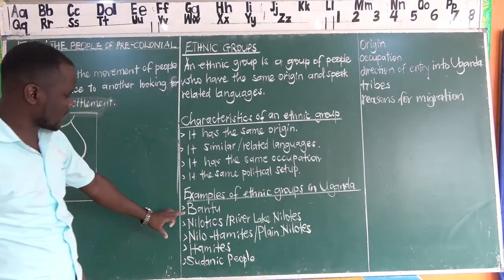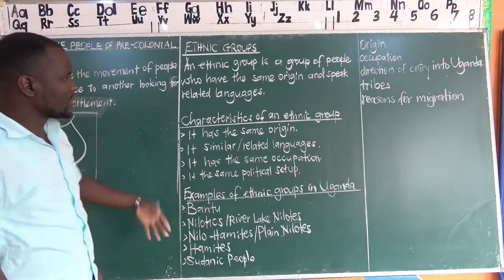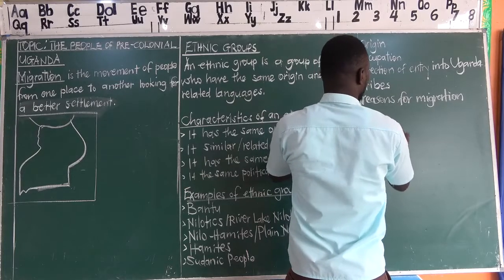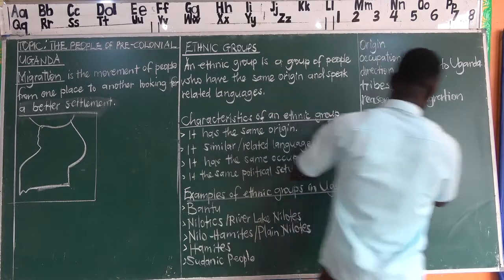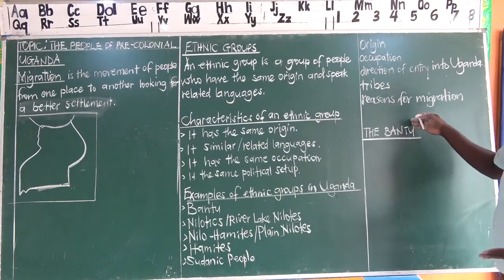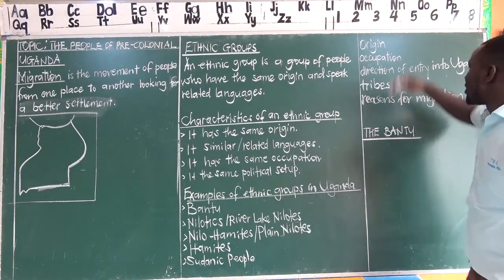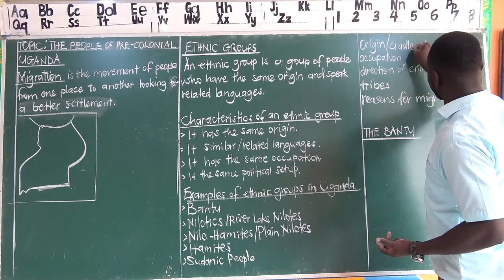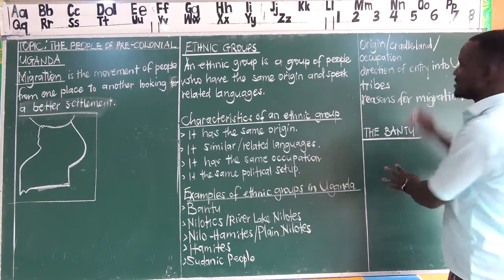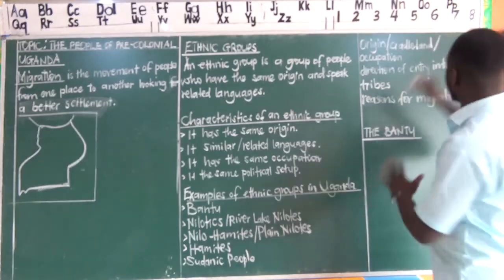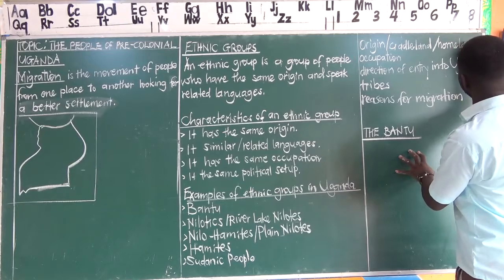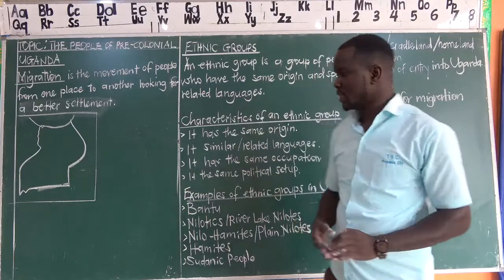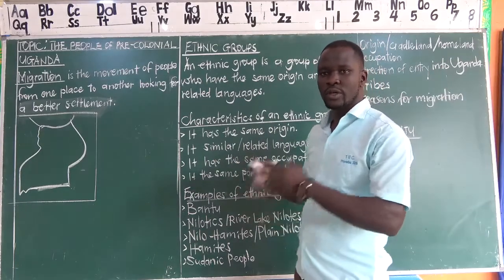Then, if that's the case, we get on board. We are picking the first one, the Bantu. We are going to be following this list here. We say we need to understand the origin. This origin is what we can also call the cradle land, or sometimes we can simply call it homeland. Which means, where did they come from? Where were they living before they came to Uganda?